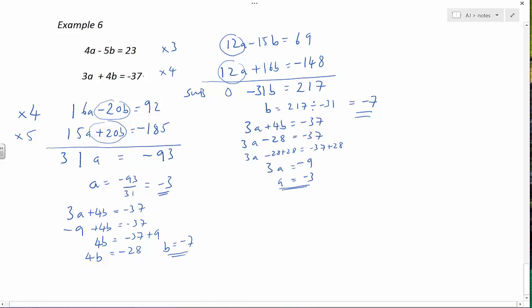So it really doesn't matter which method you use, so long as you are mindful of whether you need to be adding or subtracting, so that the term you've made the same disappears and is eliminated from the expression. Please do refer back to these 6 examples. They cover all the possibilities. Good luck.